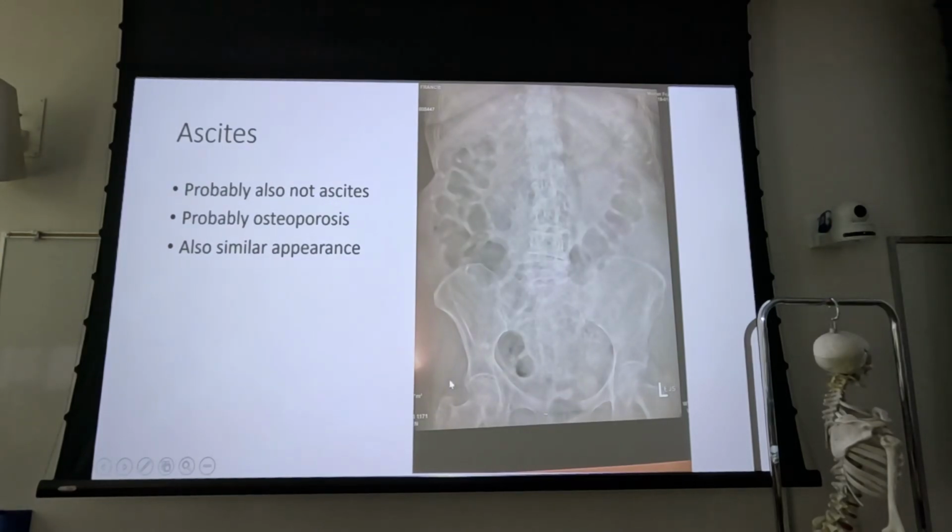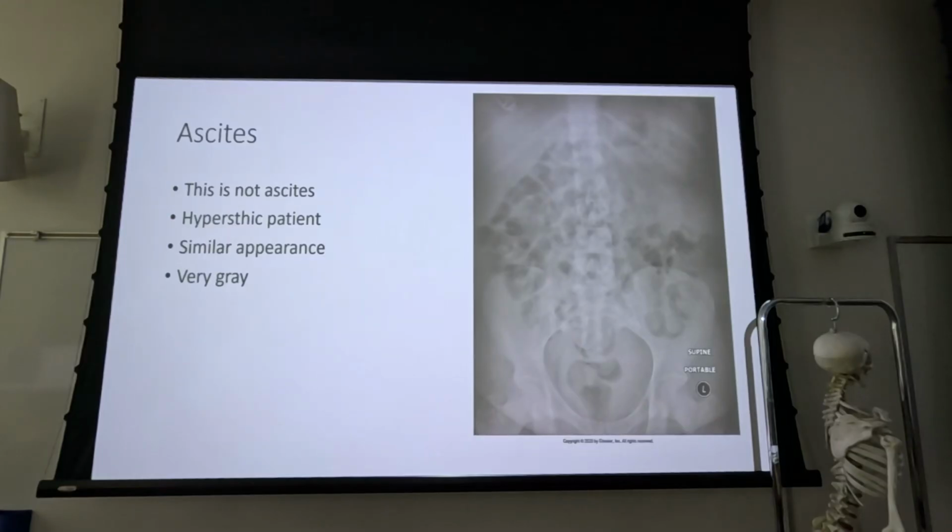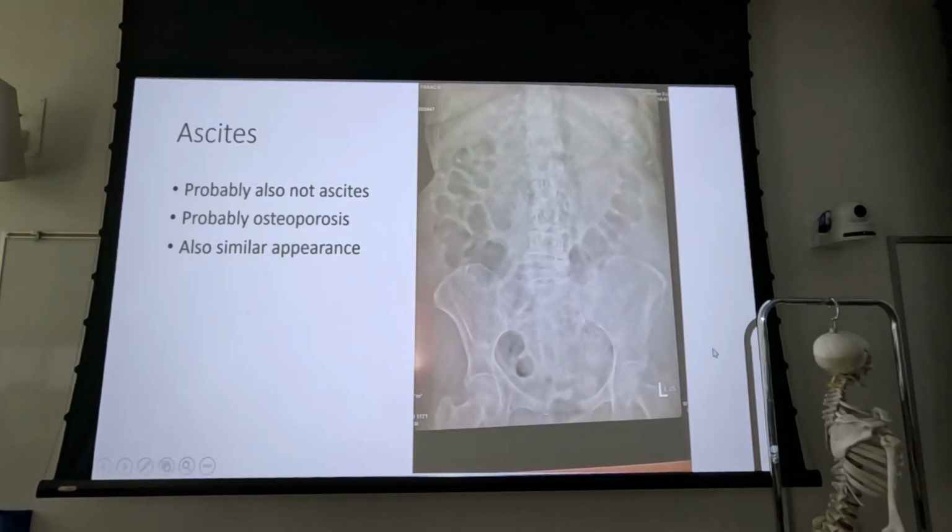You just really can't. But this patient looks like they've got some pretty severe osteoporosis, which is going to give you a similar appearance to the hypersthenic patient, right? So again, your computer algorithm's not going to do a whole lot for that. It's a little bit of rotation, but that's not a repeat.